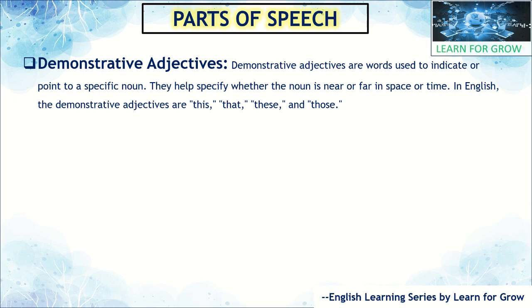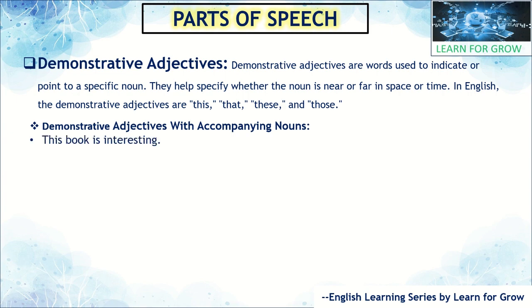Demonstrative adjectives are words used to indicate or point to a specific noun. They help specify whether the noun is near or far in space or time. In English, demonstrative adjectives are this, that, these, those. These are the demonstrative adjectives. Why demonstrative adjective? Because it shows the demonstration. We'll see an example, then you will understand. The book is interesting. This book, okay, it shows demonstration of the book, right?